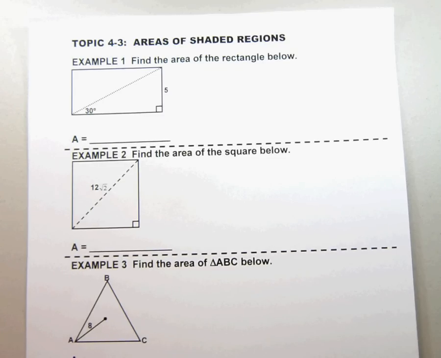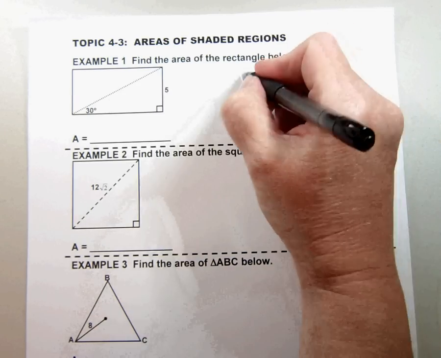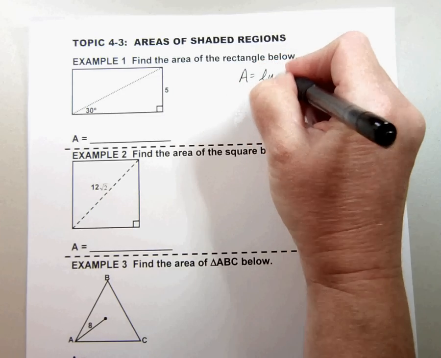All right, we're on topic 4.3, areas of shaded regions. Let's review some area formulas before we start looking at some shaded regions. This one wants the area of this rectangle. The area of a rectangle is length times width.